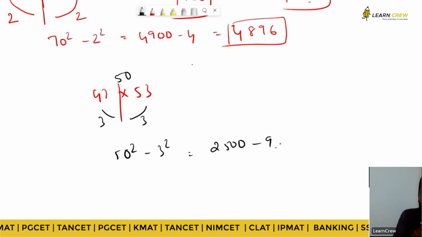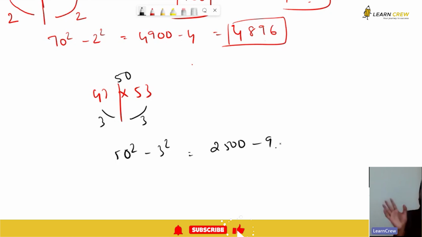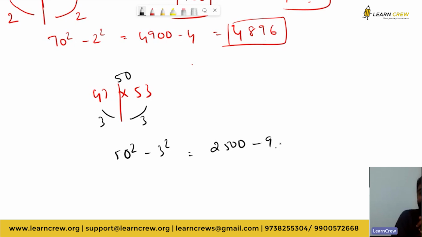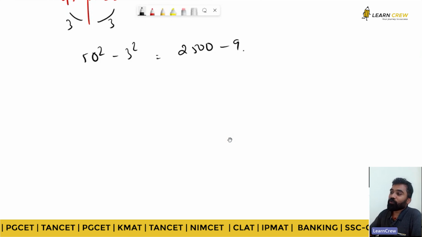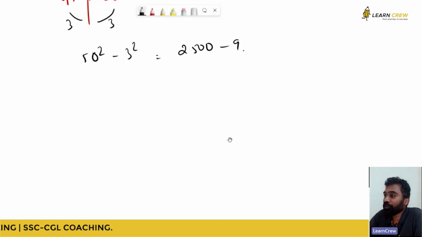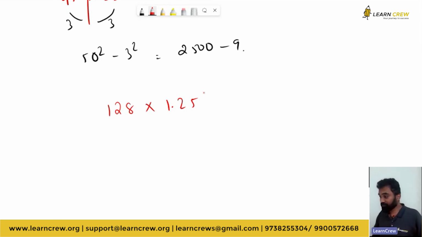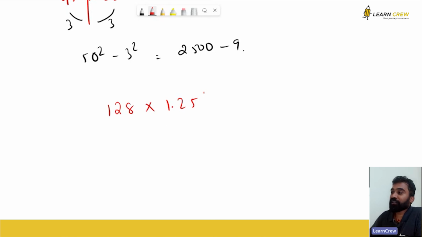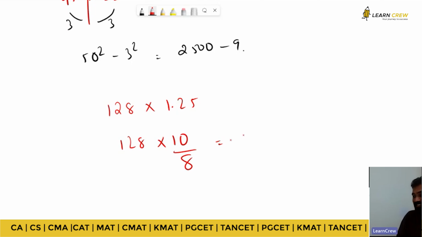Okay. Got it. What is 246 into 0.5? Half. That's it. Whenever 0.5 comes, half it. Don't think more. 246 half is 123. What about 128 into 1.25? How is 1.25 written? 128 into 10 by 8. That is 1600.